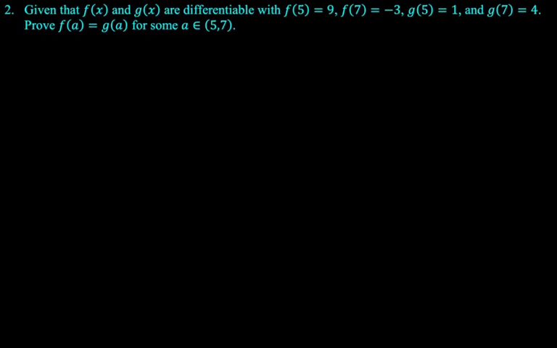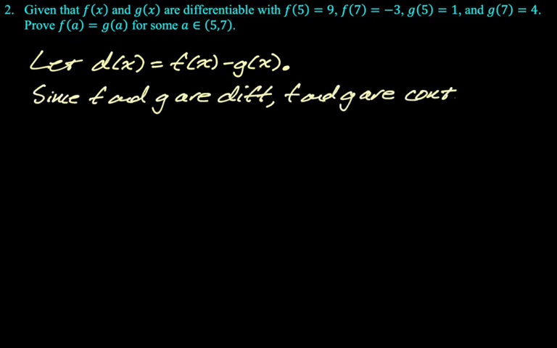I'm going to define a new function that is the difference between these two. So I'm going to let d of x be f of x minus g of x. Now, I need to show that d of x is continuous, but I know that d of x is continuous because f and g are differentiable, which means f and g are continuous, and since d is just made up of f and g, d of x is continuous as well. Now, I'm going to try to use IVT to show that d of x equals 0.